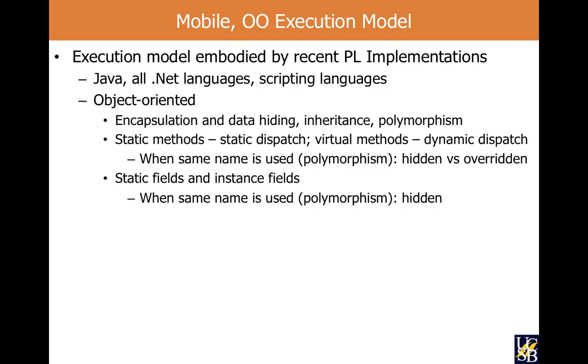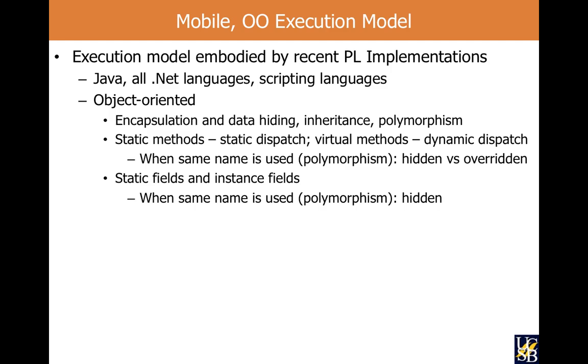So the execution model of modern programming languages and their implementations, languages like Java, the .NET languages, scripting languages like Python and Ruby and JavaScript, are typically object-oriented. Object orientation gives us the great features of encapsulation and data hiding, inheritance, and polymorphism. Polymorphism being where we use the same names to represent different techniques or functionalities or attributes in an object. We discussed last time some background material on object orientation.